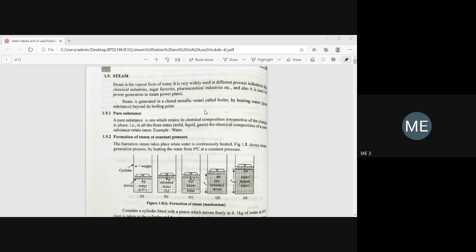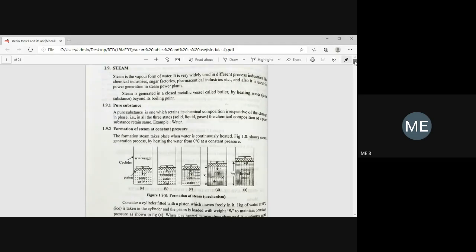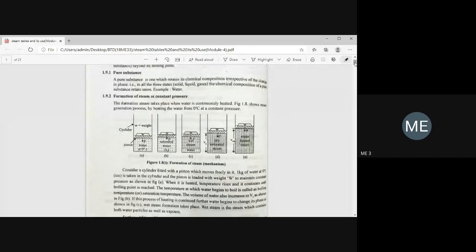Okay. Now, already you know the pure substance definition. It is a substance which retains its chemical composition irrespective of the change in phase. So there is no chemical change taking place within the system. Already we studied the formation of steam at constant pressure. So these 5 diagrams you have to draw. Plus, this is the most important diagram, called the temperature enthalpy diagram. Now I'll explain this diagram once again.